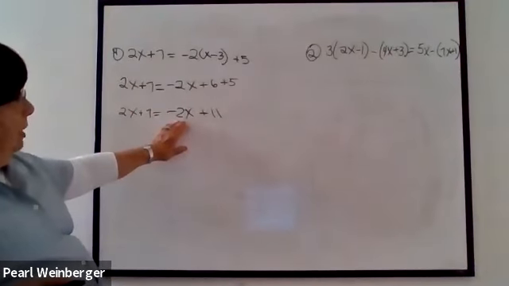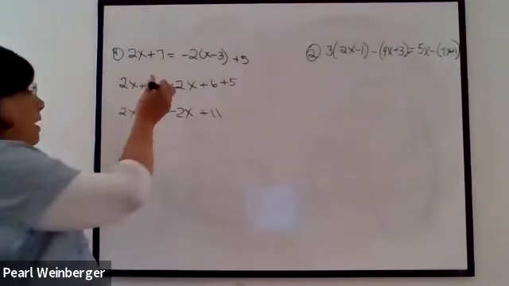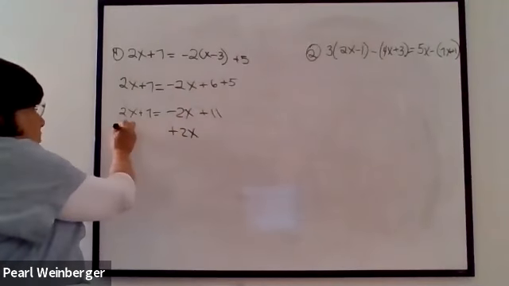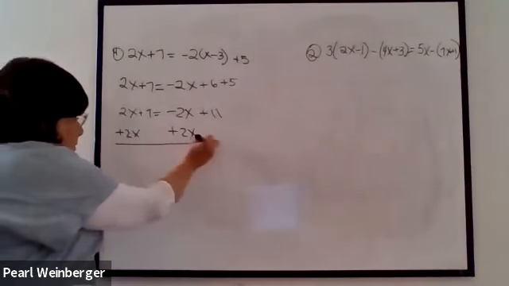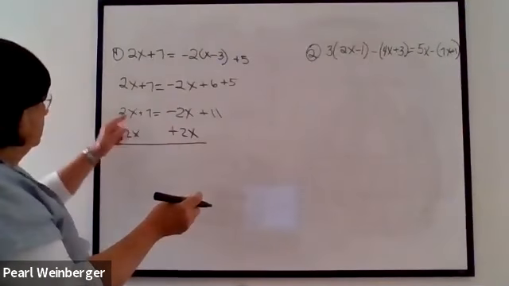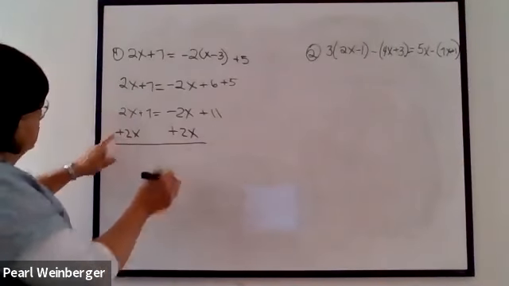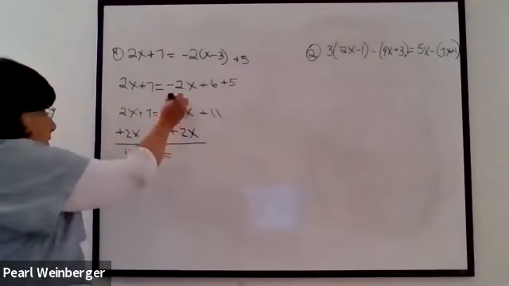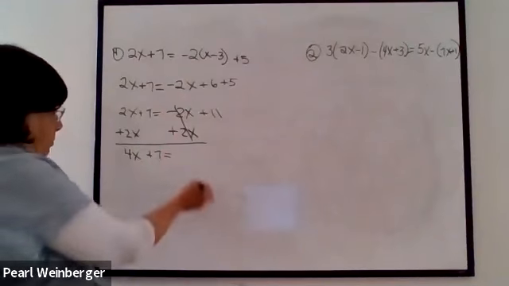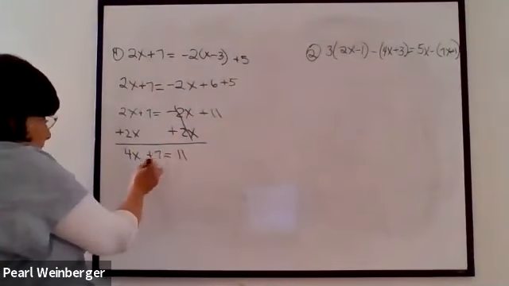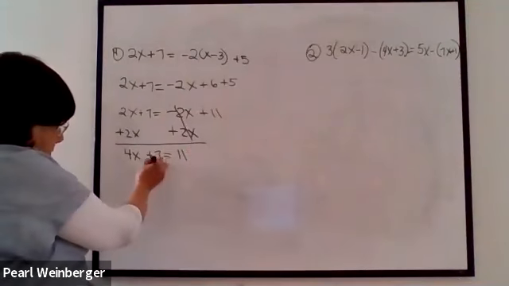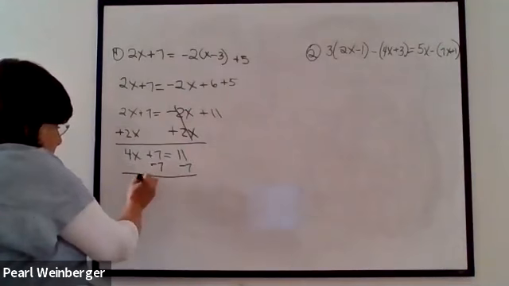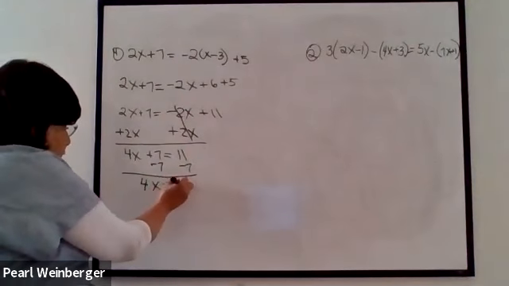So I'm going to want to get rid of this negative 2x, which I'm going to do by adding 2x. I always do the opposite operation, the opposite sign. So here I get the 2x plus the 2x, which gives me 4x plus 7. Here the negative 2x and the positive 2x cancel, and this gives me 11. I then want to get this 7 to the other side. So since it's a plus 7, I'm going to do minus 7 from both sides. That will give me 4x equals 4.